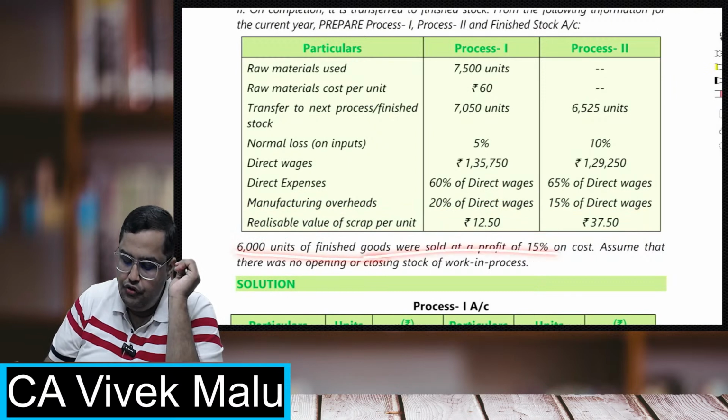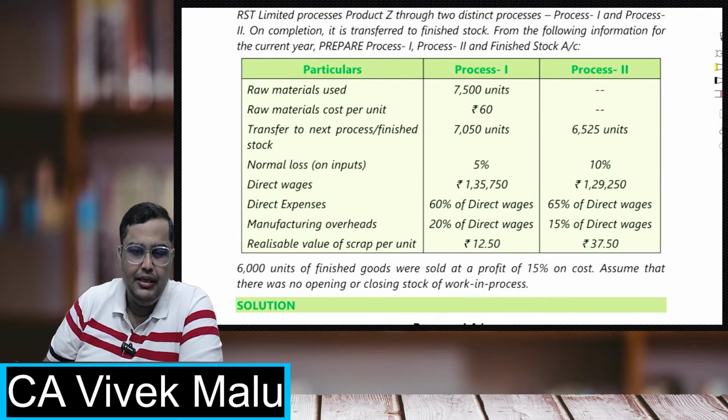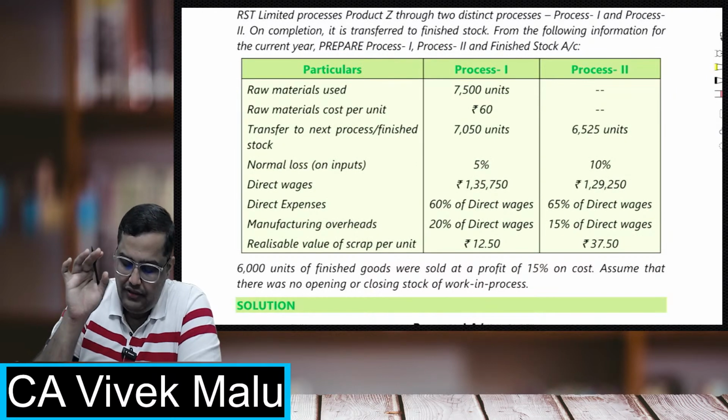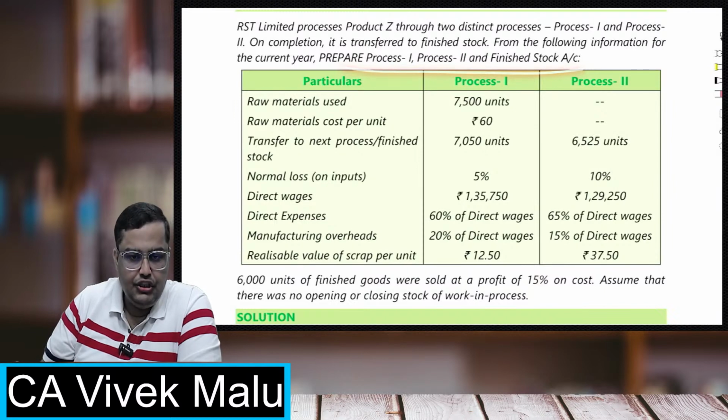6,000 units of finished goods are sold at a profit of 15% on cost. Assume there is no opening or closing WIP. Right now I'm not concerned with the sale at a profit, as that is all part of the income statement. We are not here to make the income statement. When you see the answer, they have made it, but it's not actually required. We want the process 1, process 2 and the finished stock account.